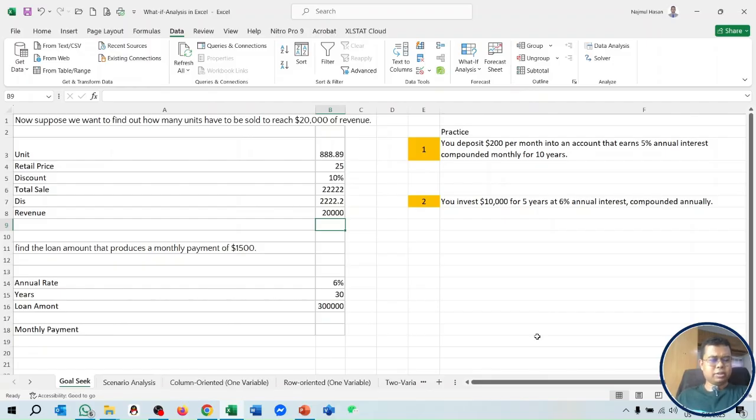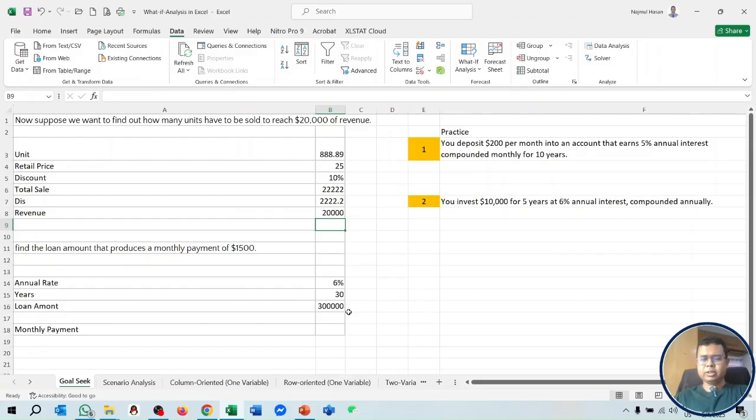Okay, the next example is, for example, you are working in a financial institute like a bank, right? So the second example is, for example, someone comes to you and asks for a loan of $300,000 or BDT. Okay, so 300,000. You will pay this loan in the next 30 years and the annual interest rate is 6%. So how much do you need to pay per month?